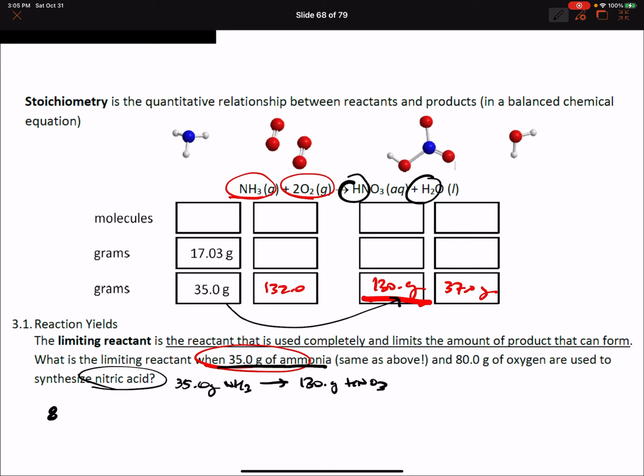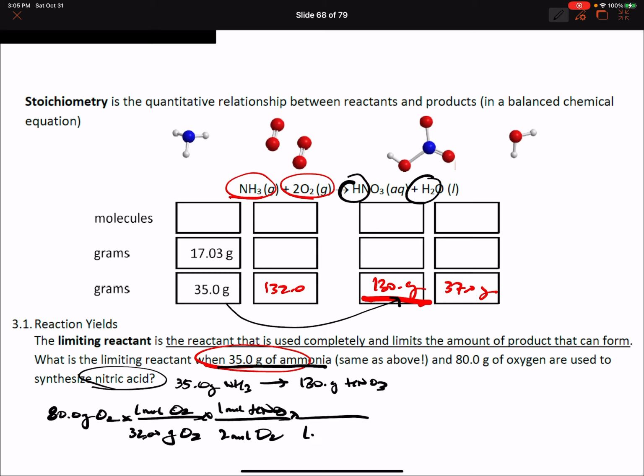Grams of O2, so that's 32.00 grams equals 1 mole of O2. 2 moles of O2 corresponds to 1 mole of nitric acid. 1 mole of HNO3 is 63.03 grams. 80 divided by 32 divided by 2 times 63.03 is 78.8 grams of HNO3.